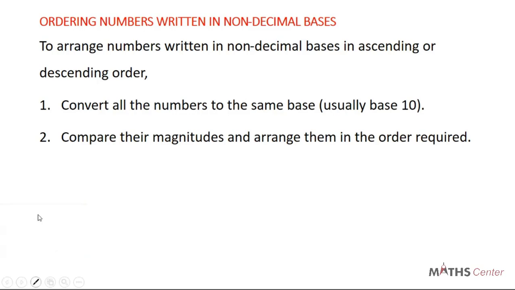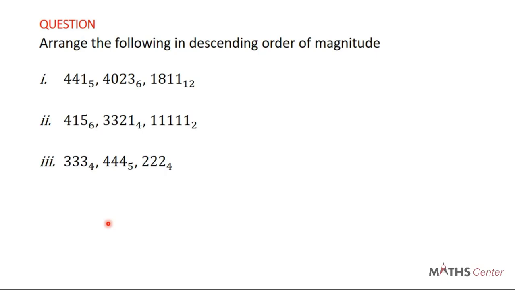So let's pick some examples and see how this is done. We are being told to arrange the following in descending order of magnitude. So in descending order of magnitude, we are arranging it from the biggest.